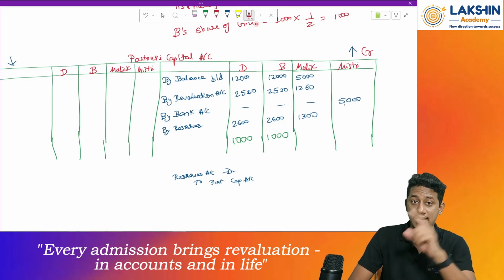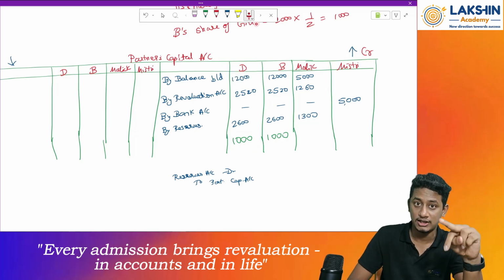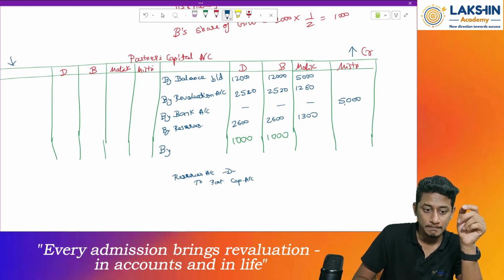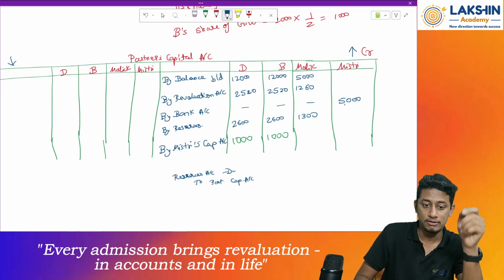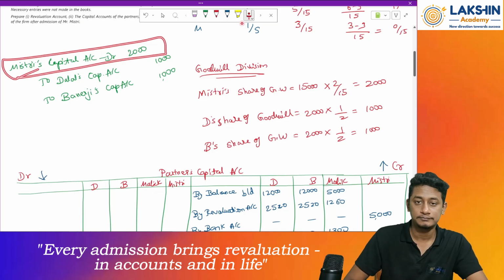See, we know that if the amounts are in the same column, the same account won't be opened again. We need to open the corresponding, the opposite account. That is what? It is what in this case? It is by Mistri's capital account. If I have to open the journal entry once again, Mistri's capital account.